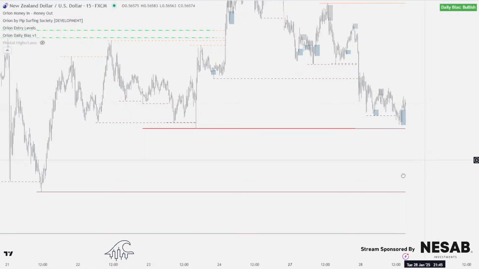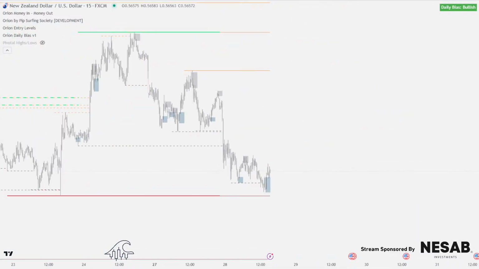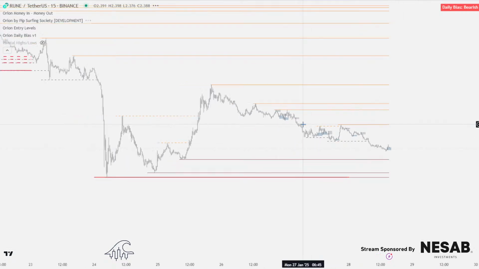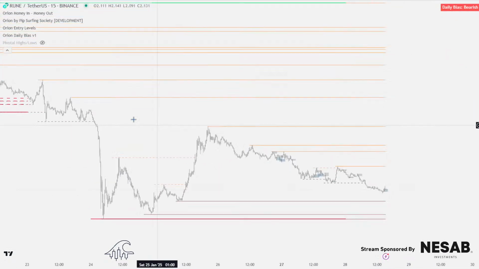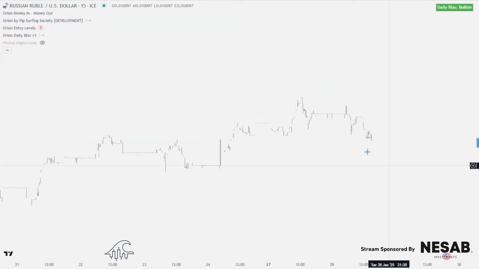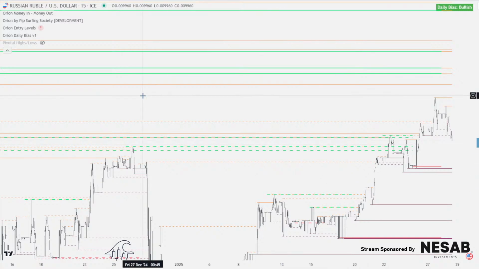So did anyone have any requests? If I remember rightly, this was something Andre was trading here. Rune, was it? Always like to have a look at the ruble to the USD. Bullish for the Russian ruble right now.